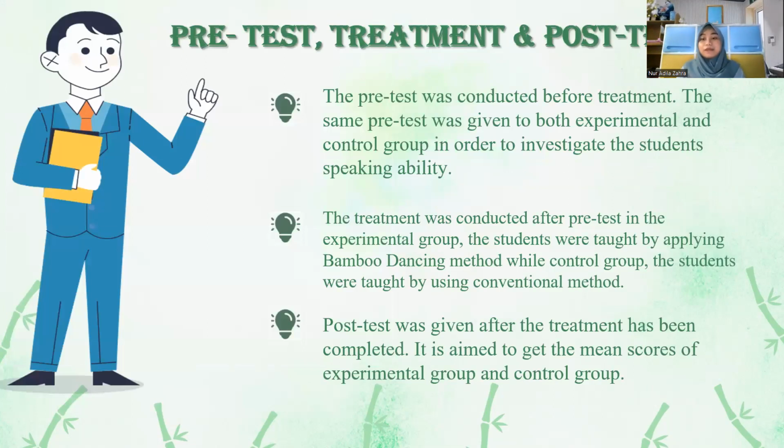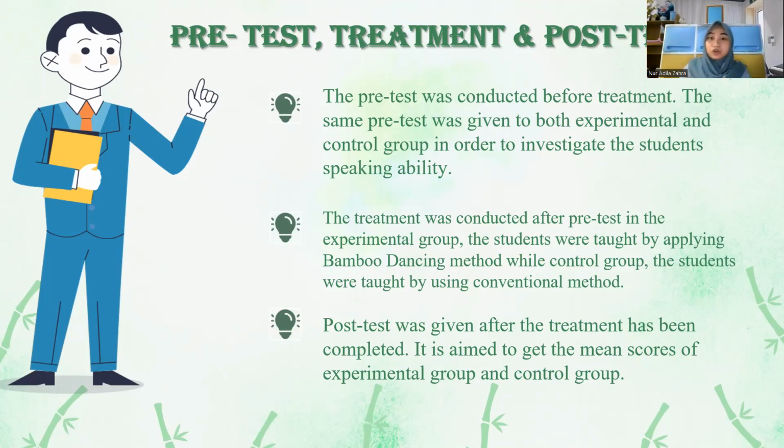And last, there are pre-test, treatment, and post-test. In collecting data from the field of the study, the writer used the following instrument to require information: a test. Firstly, there is a pre-test. The pre-test was conducted before treatment. The same pre-test was given to both experiment and control group in order to investigate the students' speaking ability.